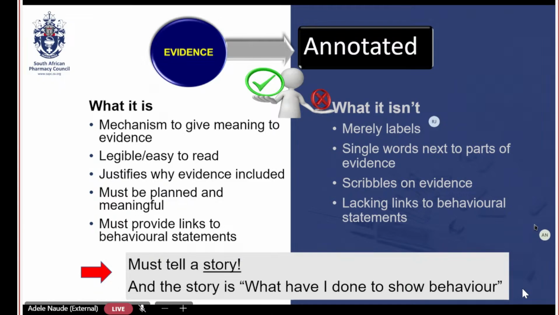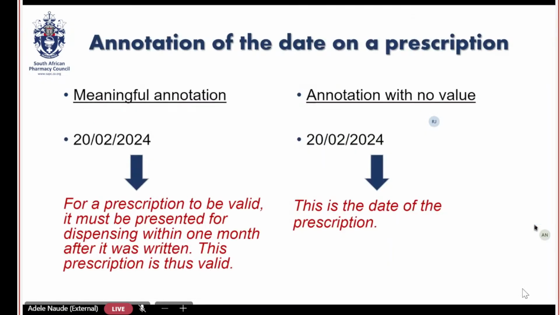Annotation is not just a label or a single word next to a part of evidence, or scribbles, or highlighting certain parts without writing anything. And also, if it lacks a link to the behavioral statement, then your evidence is also not annotated.